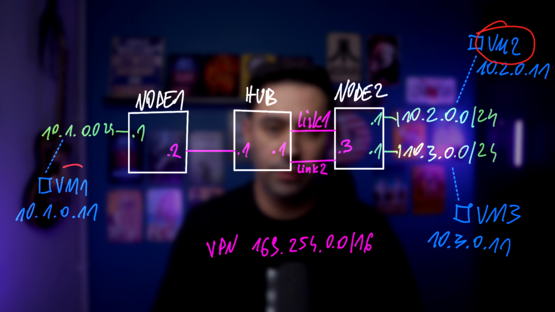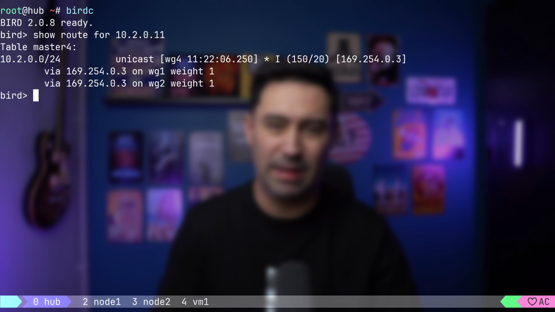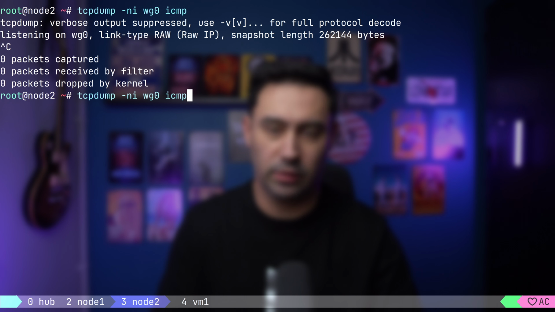Finally, let's see OSPF in action. We'll ping VM2 from VM1. The traffic will go from VM1 to node 1, then to the hub, from hub to node 2, and from there to VM2. Mind that from hub to node 2, it can go via either this tunnel or this tunnel, as this is an ECMP route. Let's go to the hub and check the routing for VM2. VM2 is reachable via both WG1 and WG2. Let's start the ping. I'll go to node 2 and check which interface the traffic is arriving at.